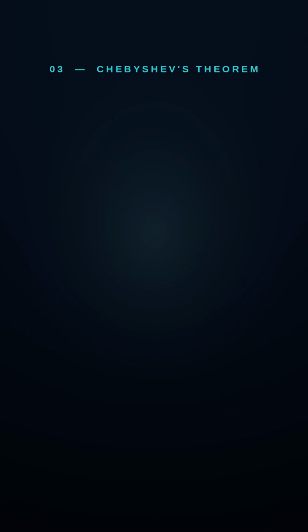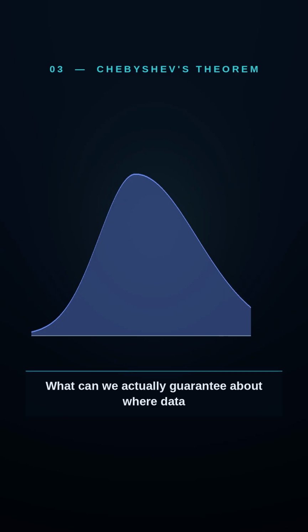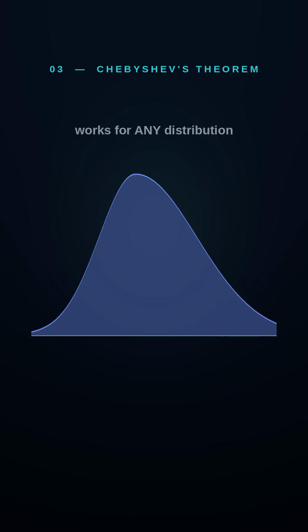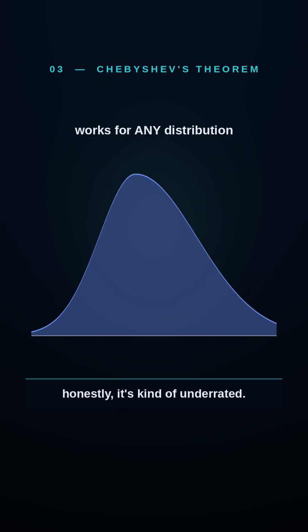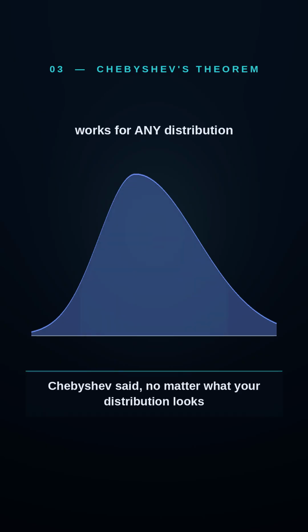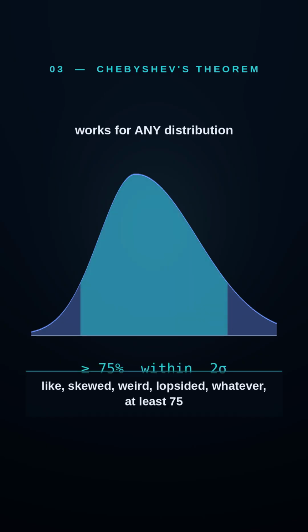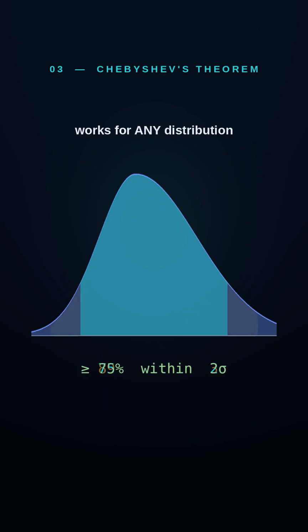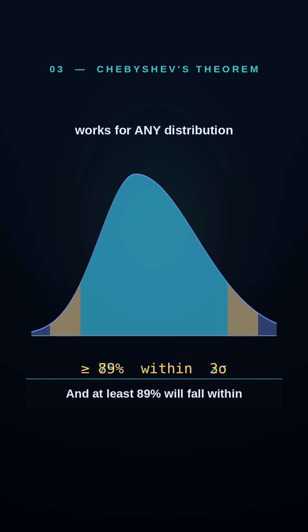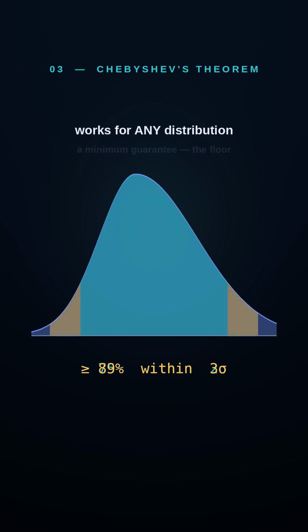But here's a question. What can we actually guarantee about where data falls, regardless of shape? This is where Chebyshev's theorem walks in, and honestly, it's kind of underrated. Chebyshev said, no matter what your distribution looks like, skewed, weird, lopsided, whatever, at least 75% of your data will always fall within 2 standard deviations of the mean. Always. And at least 89% will fall within 3 standard deviations. Think of it like a minimum guarantee. It's the floor, not the ceiling.